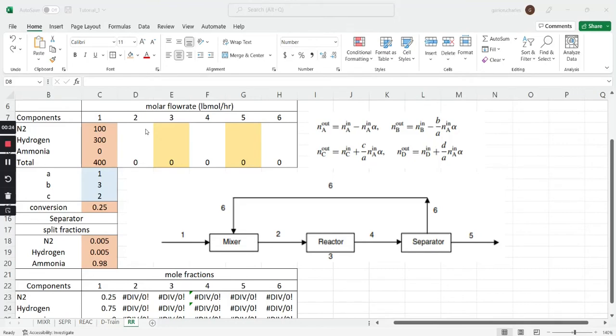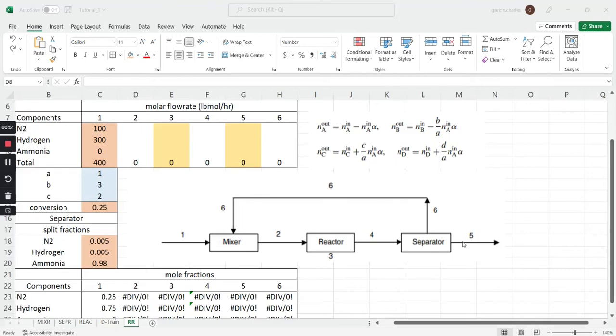For this example, we have a simple setup where we would like to produce ammonia from hydrogen and nitrogen. However, due to the low single pass conversion of 25%, we would like to recycle most of our unreacted nitrogen and hydrogen back into the reactor while simultaneously producing a high purity ammonia product stream.